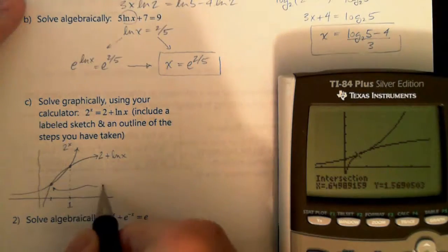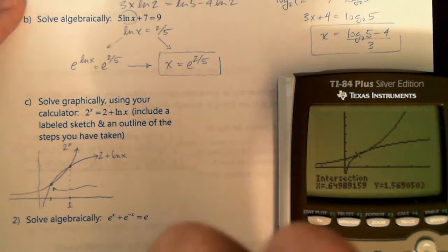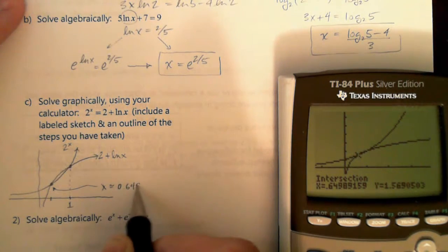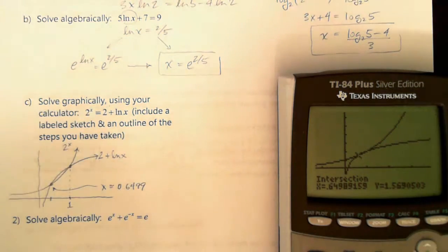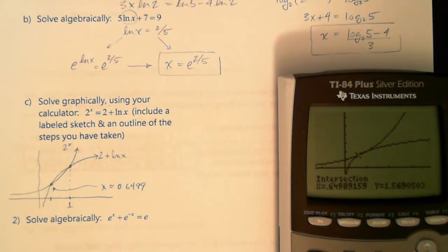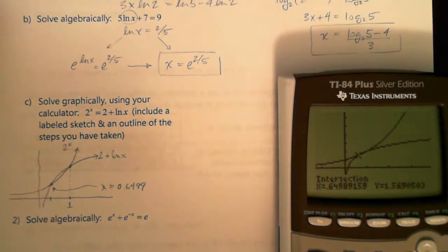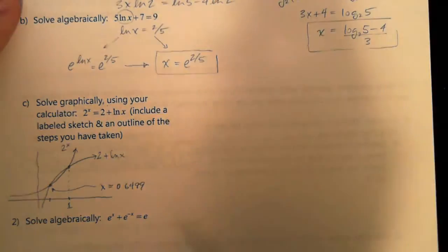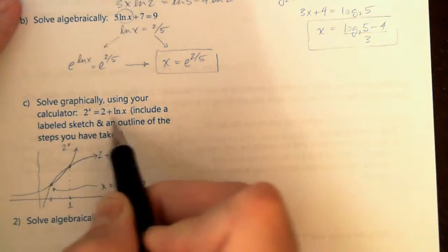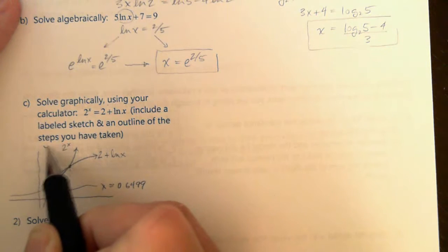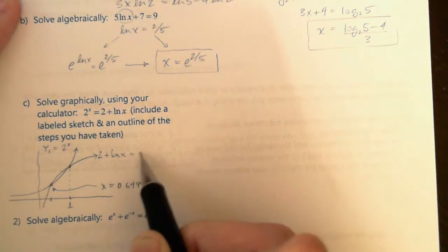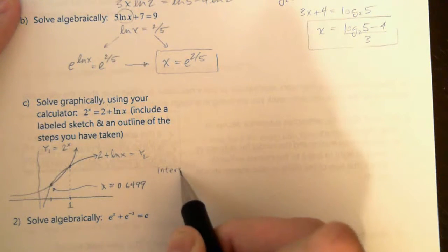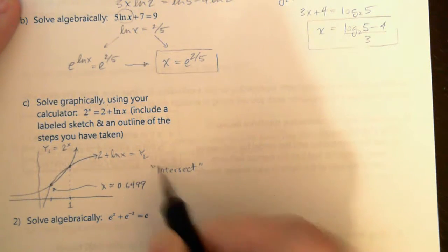So it looks like we have x is about 0.6499. So those are our 2 solutions. And it's possible there could be more, but I'm going to just stop at those 2. So we took y1, y2, this is y1, and that was y2, and we used the intersect subroutine.